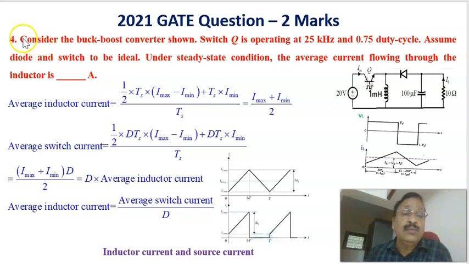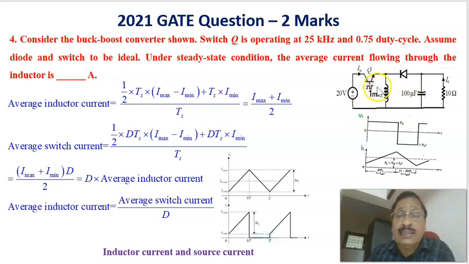Now let us see another problem, the fourth problem, which is a 2021 GATE question that also carries 2 marks. Consider the buck boost converter shown. This is the buck boost converter. Switch Q is operated at 25 kilohertz, and the duty ratio is equal to 0.75. Assume the diode and switch to be ideal. Under steady state condition, what is the average current flowing through the inductor? That is the question. This is a buck boost converter circuit as such.